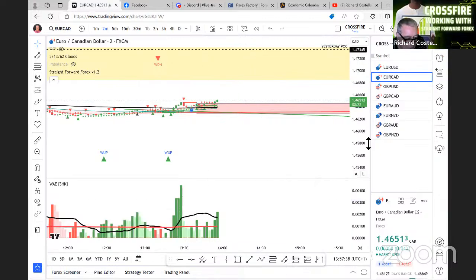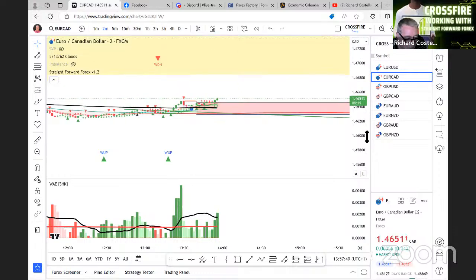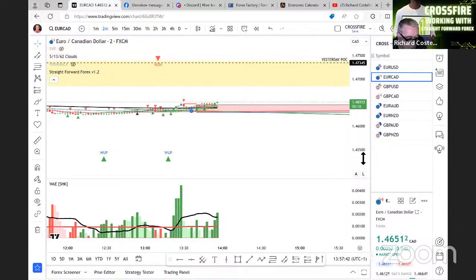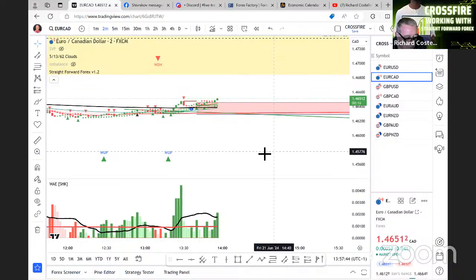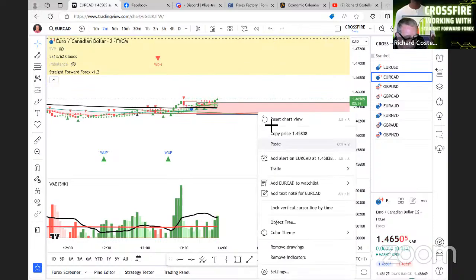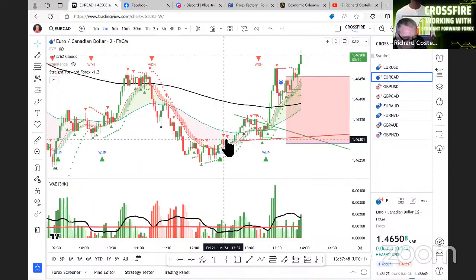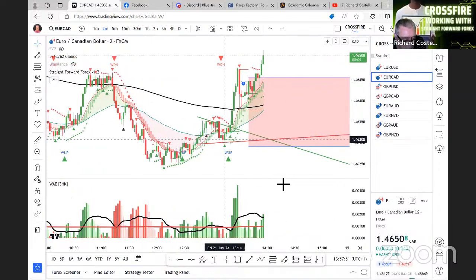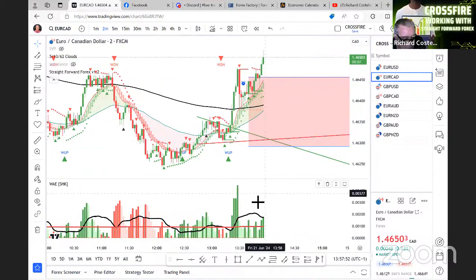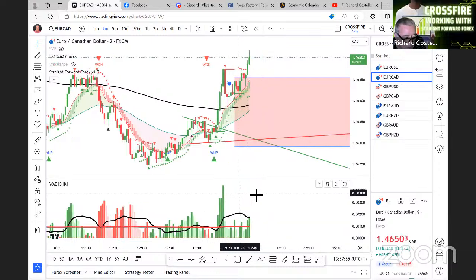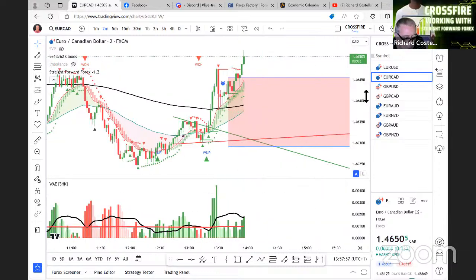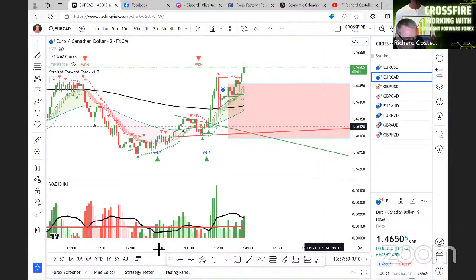If it comes down, I cannot see any targets if price comes down. So my favorite move would be a move upwards. Right, now we get into a position where this might be worth looking at for a buy.